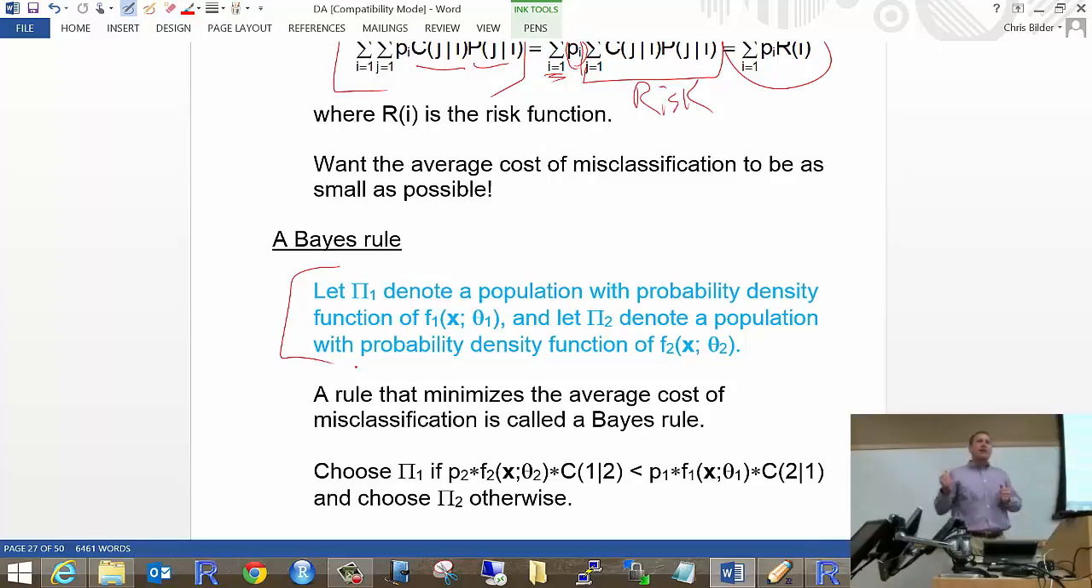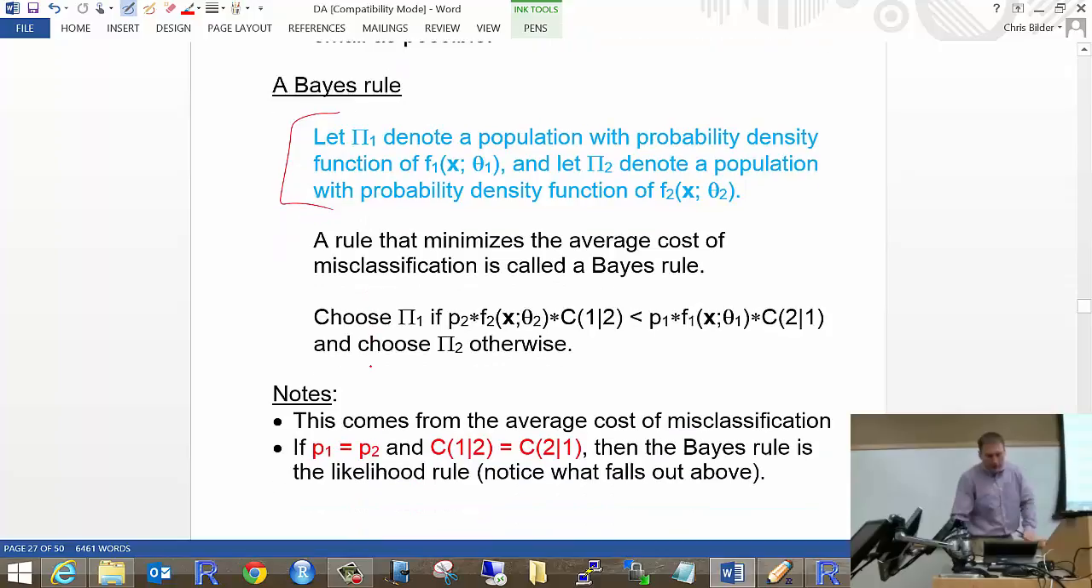You could say that F1 is multivariate normal, where the theta 1 that I have in there could represent mu1 and sigma 1. You could say F2 is multivariate normal as well, with mu2 and sigma 2. But to actually write this out, you don't even have to say exactly what the density is. Eventually we will say, okay, let's just make it multivariate normal. But in general, you don't have to.